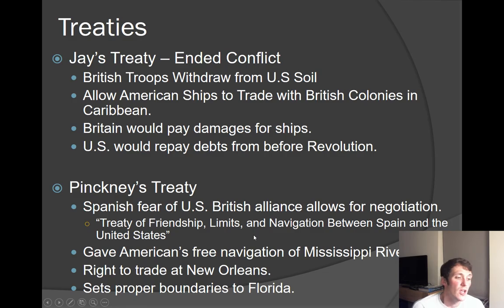So after Jay's Treaty, the Spanish had feared that the U.S. and the British were going to join together, so they decided to have this treaty that's going to allow the Americans to navigate up the Mississippi River and the right to trade at New Orleans. And it's going to actually set boundaries for Florida, which really were loose at the time.